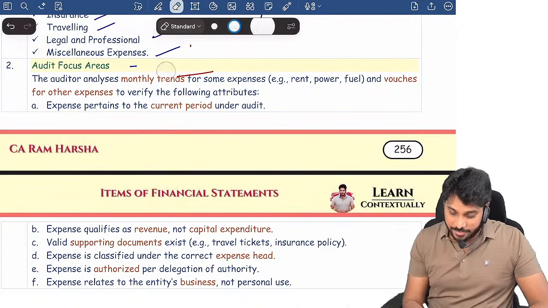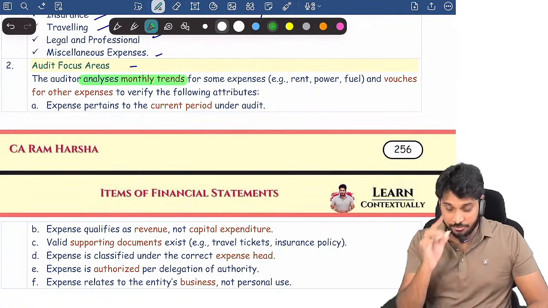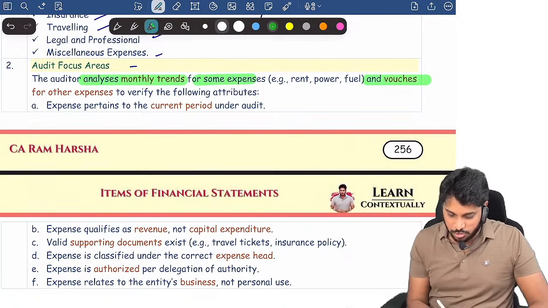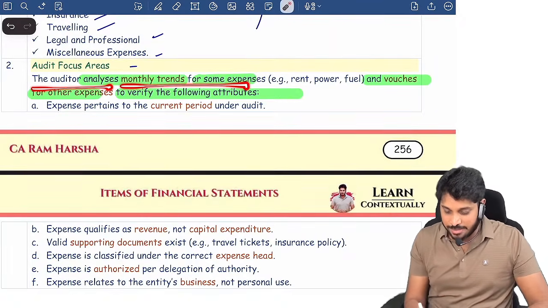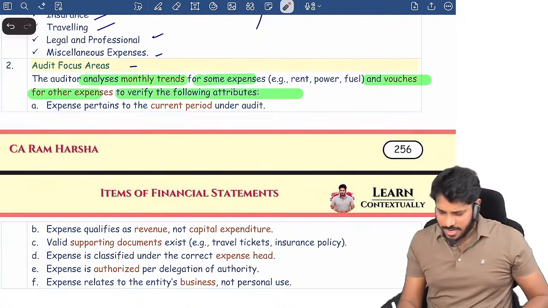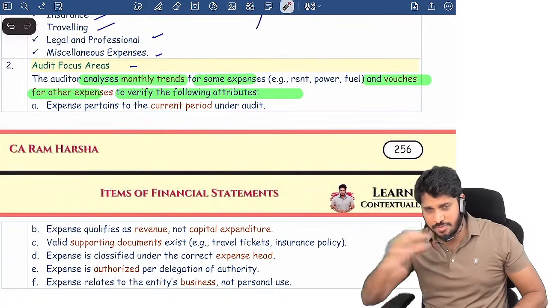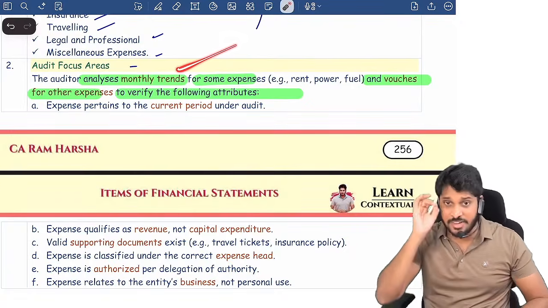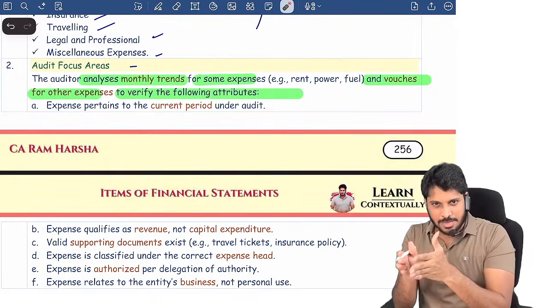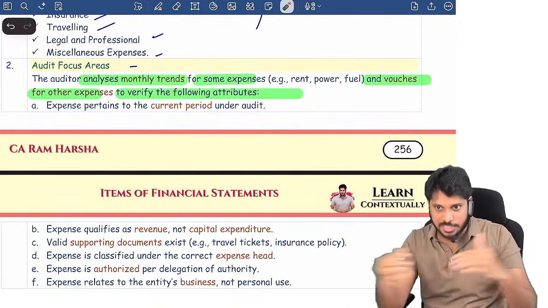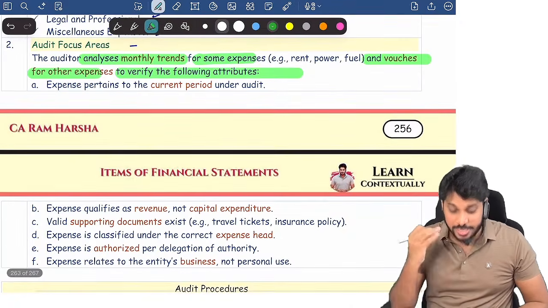When you are auditing other expenses, the auditor has to analyze monthly trend for some expenses and vouchers for other expenses to verify the following attributes. For some expenses we verify vouchers. For some expenses we verify monthly trend. So a question can be given like this: monthly trend for some expenses, vouchers for other expenses. A question will come: what does the auditor have to do? What does the auditor have to verify?